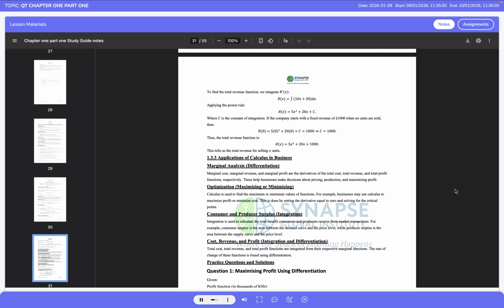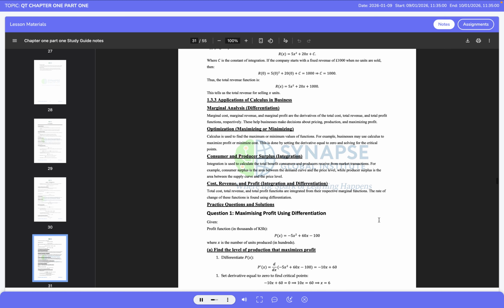Integration is used to calculate consumer and producer surplus by measuring areas under curves. Total cost, total revenue, and total profit are obtained by integrating marginal functions, while their rates of change are analyzed using differentiation. We now consider the practice questions.